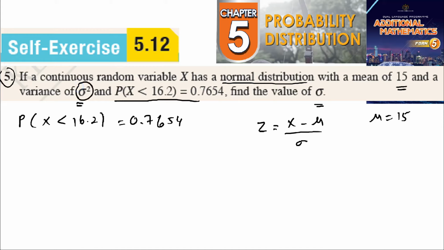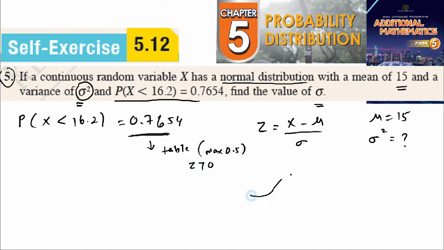So what we need to find here is our standard deviation so that we can find our z. But from this probability we can find it from our table. Before that, we know that our table maximum is 0.5. Why? Because z is supposed to be larger than 0.